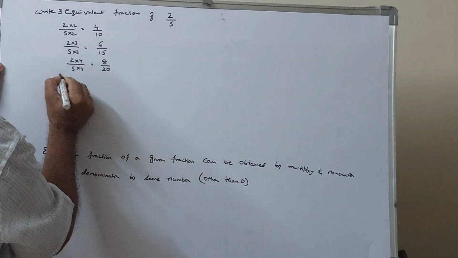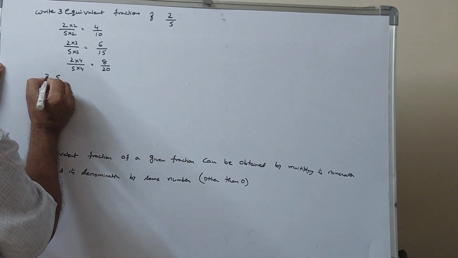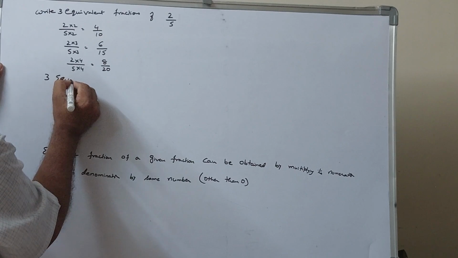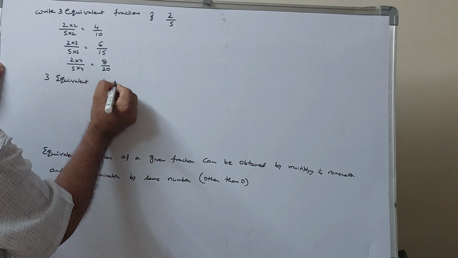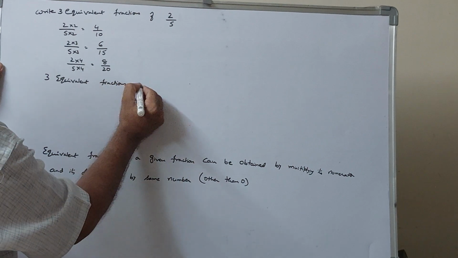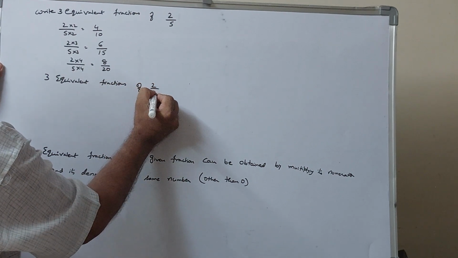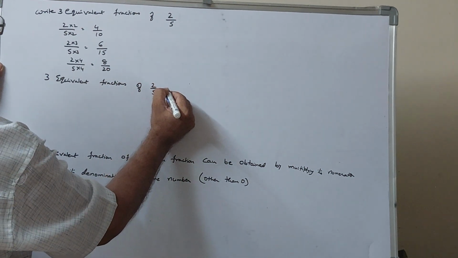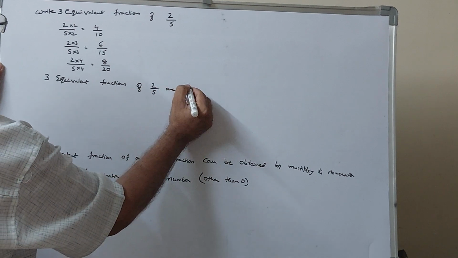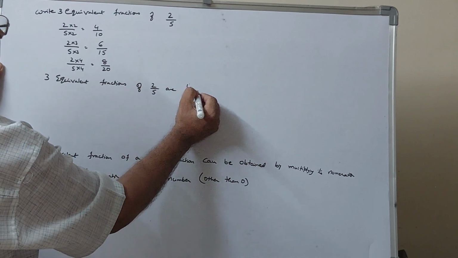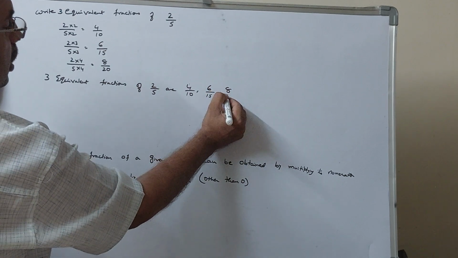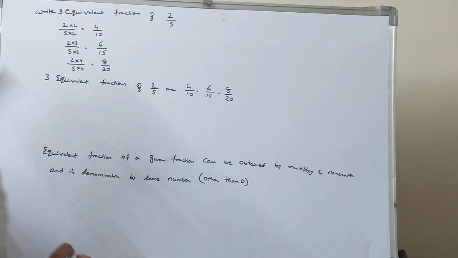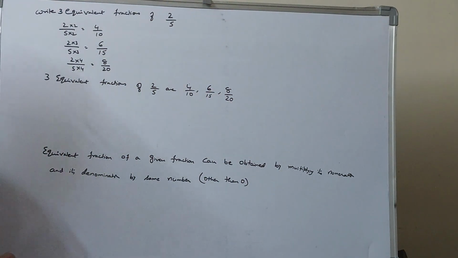So the 3 equivalent fractions of 2 by 5 are 4 by 10, 6 by 15, 8 by 20. This is the way you will write down the equivalent fractions.